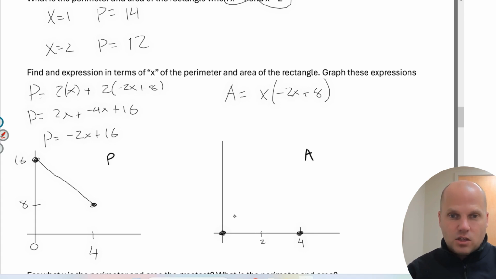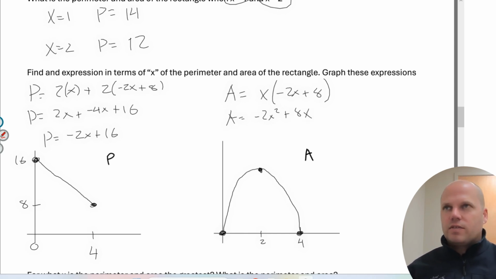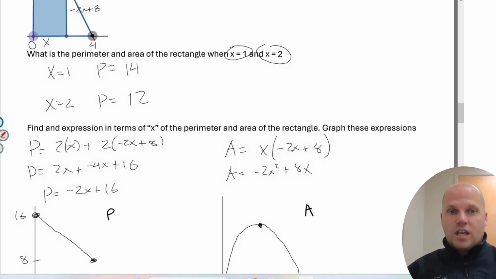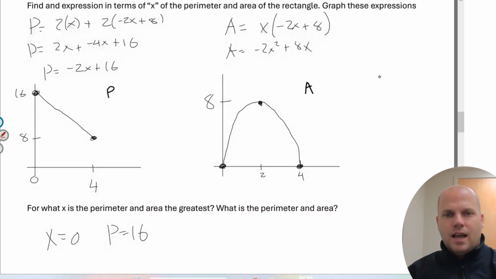But then we realize that at 2, my area is going to be the max because this is the graph of a quadratic. And we realize that up there is the vertex. The vertex is smack dab in between your zeros. And we can find the area at 2. If I plug in 1, I got negative 2 plus 8, which is 6. If I plug in 2, I'll have negative 2 times 4, which is negative 8 plus 16, which is 8. So the max area is going to be 8 at x equals 2.